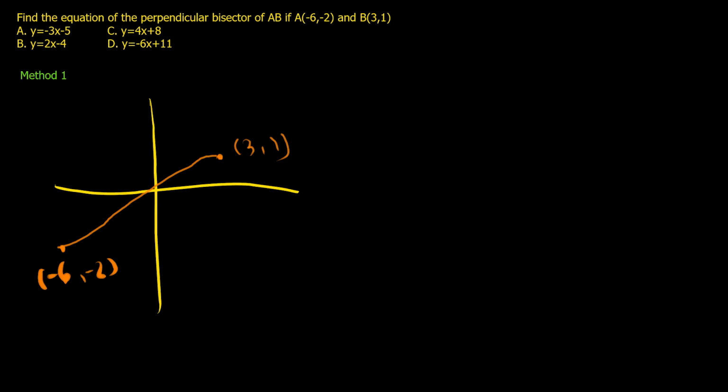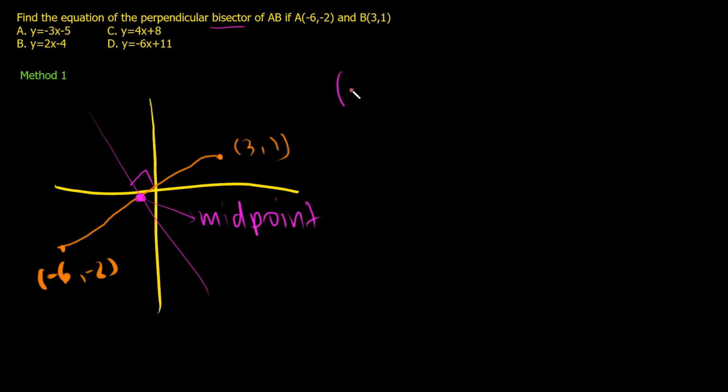So this is the line. What we are looking for, class, is this line, the perpendicular bisector. Okay? It is perpendicular, and it is a bisector. Meaning to say, this orange line divides the violet line into 2 equal parts. So if it divides it into 2 equal parts, the point where the perpendicular bisector passes through is what? The midpoint.